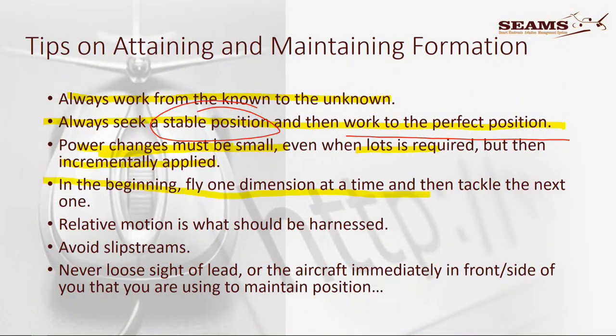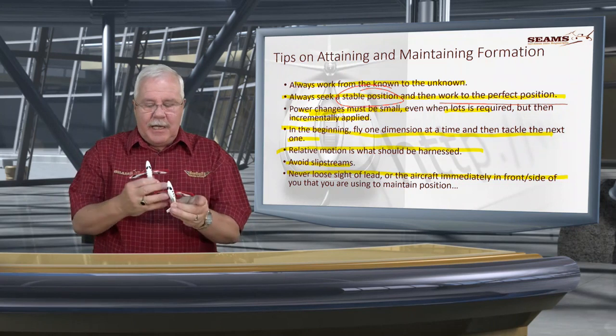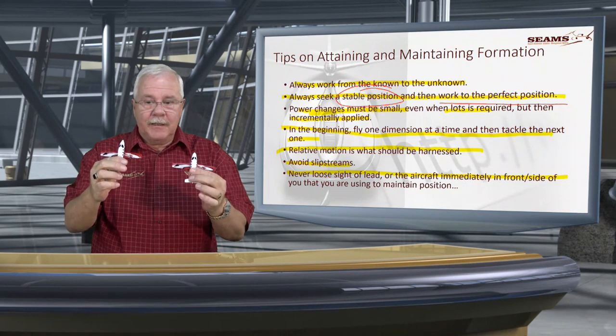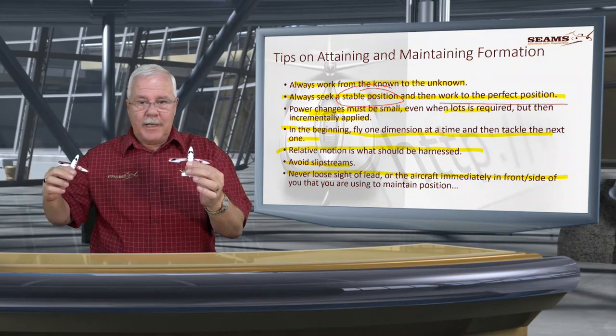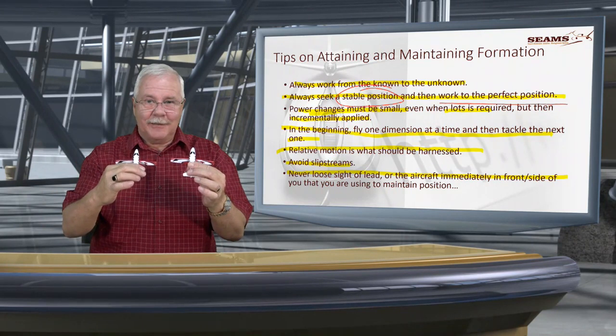In the beginning, fly one dimension at a time, and then tackle the rest. And that's what I've now said. You first do the fore-aft and then the lateral. Relative motion is what should be harnessed. Avoid slipstreams. Never lose sight of the lead. You cannot. The moment, if you're sitting next to lead, and let's say in this case you sat too high and you blanked off to see lead, now you've got to just ease out, level off, check. You can see him come back, fall back, in, come forward, and step in again. All right?